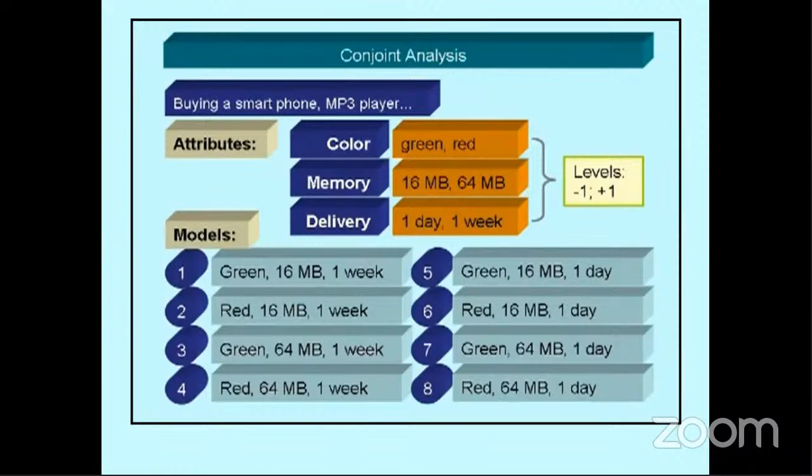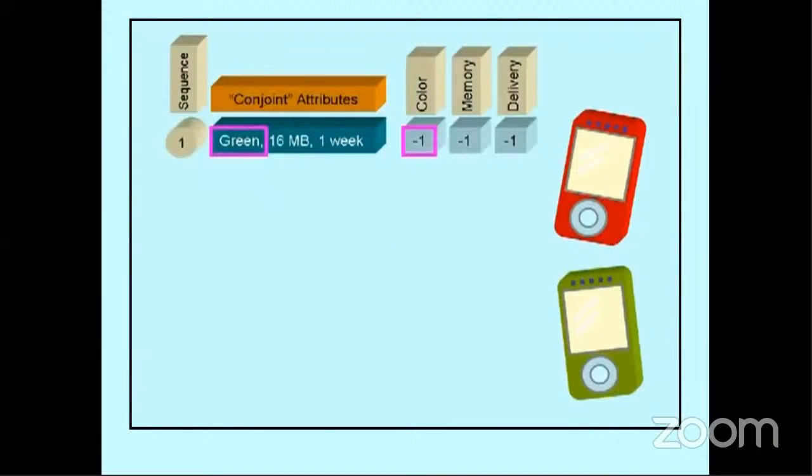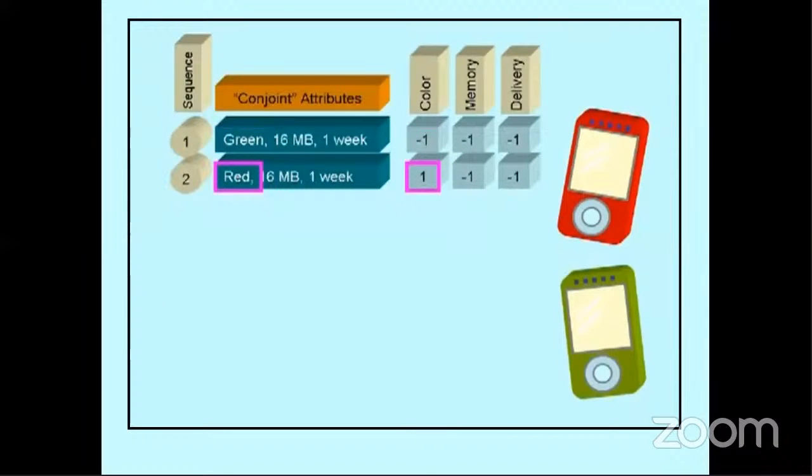So if it is green, +1, and if it is red, -1. Now why are we doing this? Because if we want to calculate the slope, it is very easy when we do this. If we take any other number, it becomes a little bit tougher. So we are assigning +1 and -1 to each pair. Now see, green -1, 16 GB -1, week -1. Now see, red +1, 16 MB, 1 week, -1, -1.